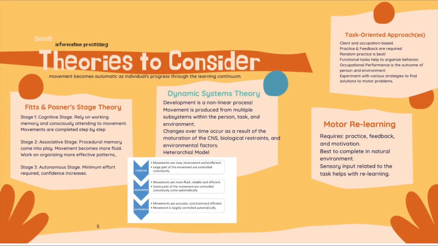At the heart of the contemporary motor learning theories lies the dynamic systems theory. This states that development is a nonlinear process, and movement is produced from multiple subsystems within the person, task, and environment. Changes occur over time as a result of the maturation of the central nervous system, biological restraints, and/or environmental factors.